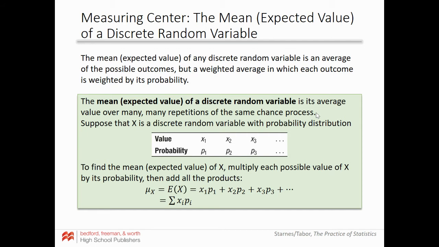So suppose that x is a discrete random variable with a probability distribution. You get x1, x2, x3, these are the events, and these are the probabilities. To find the mean or the expected value of x, you multiply each possible value of x by its probability and you add them together. So you take event 1 times its probability, plus the second event times its probability, plus the third event times the third probability, and so forth, until you get all of them. Whatever that equals is your mean. Some notation: mu of x. Mu means mean. The subscript x tells you this is the mean of the random variable x.